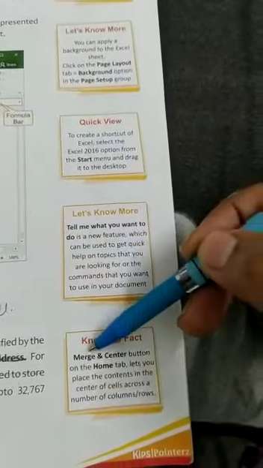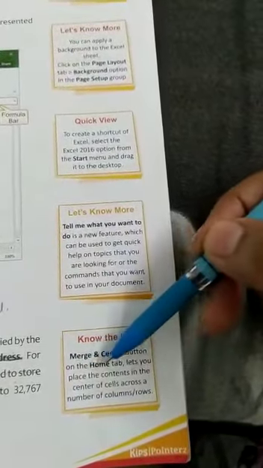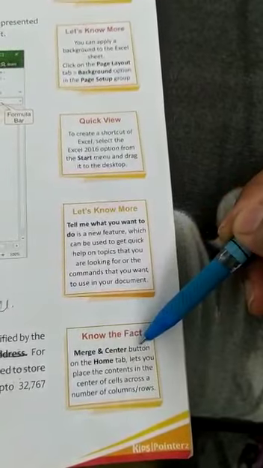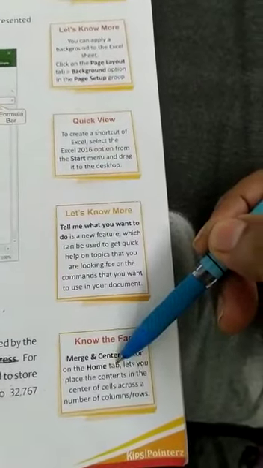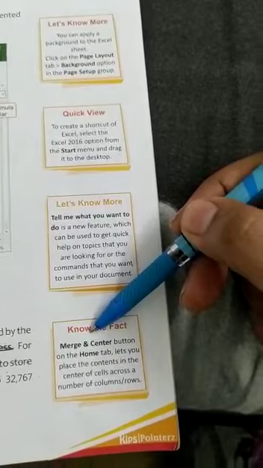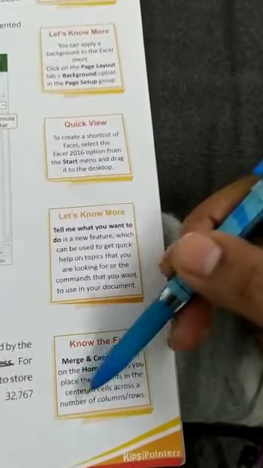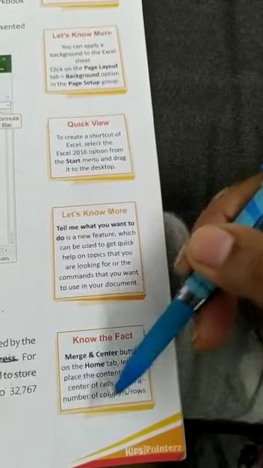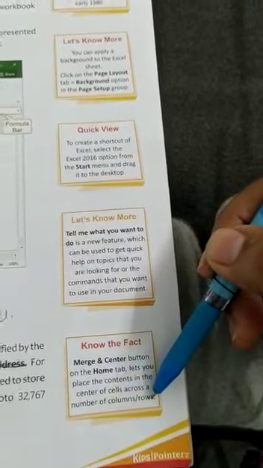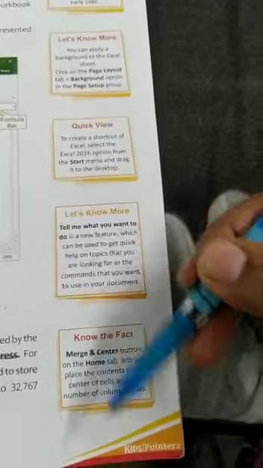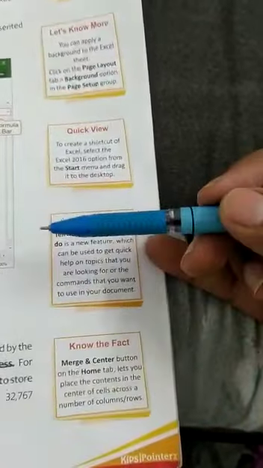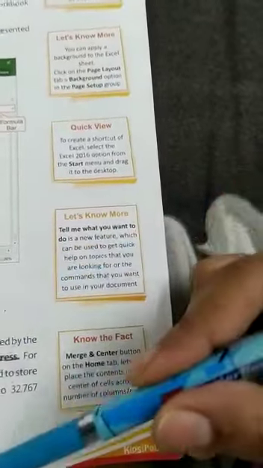Know the fact. Merge and center button on the home tab. Now this is a button on the home tab that is merge and center. It lets you place the contents in a center of the cells across a number of columns or rows, and it is used to merge two or more different cells. When data is inserted to any merged cell, it is in the center position.